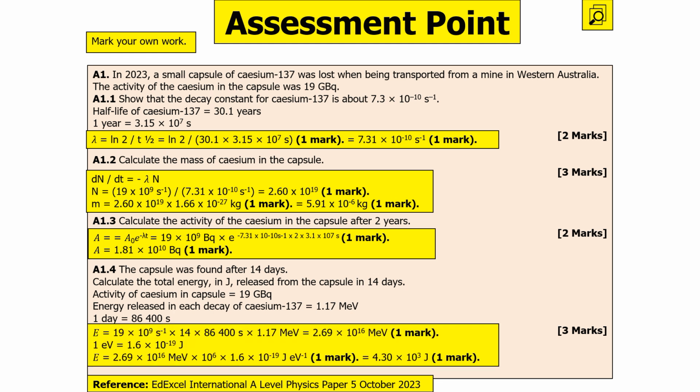And then this last one, we know that the energy is equal to the activity multiplied by the time in seconds. So it'll be 14 times 86,400, because we're turning our days into seconds. Then we multiply by the energy released from one decay, which is 1.17 mega electron volts. So we get 6.96 times 10 to the 16 MeV. We can then convert that into joules by multiplying by 1.61 times 10 to the minus 19, and multiplying by 10 to the 6 for the mega. So you get 4.30 times 10 to the 3 joules.